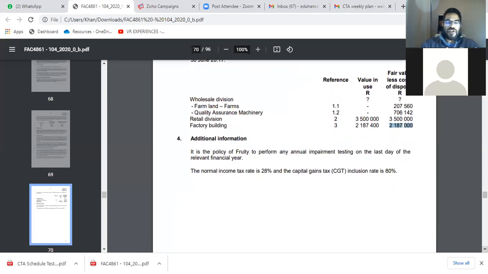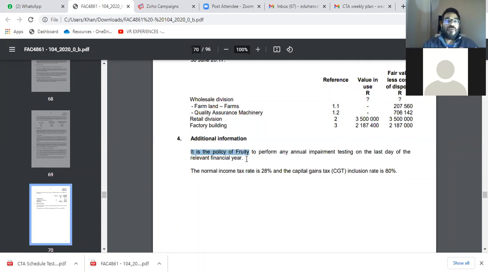Here they tell us it is the policy of Fruity to perform any annual impairment on the last day of the relevant financial year. The normal income tax rate is 28%, and the capital gains inclusion rate is 80%. Why is this important? This statement is important because the accounting standard says for assets that need to be tested for impairment annually, you need to test for impairment annually at the same time every year.